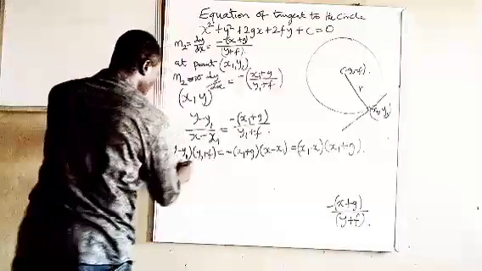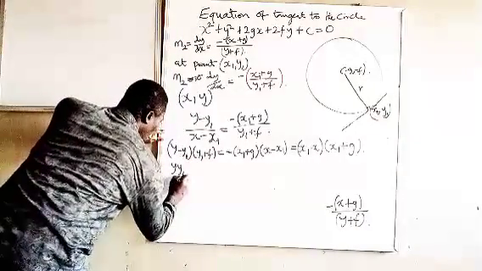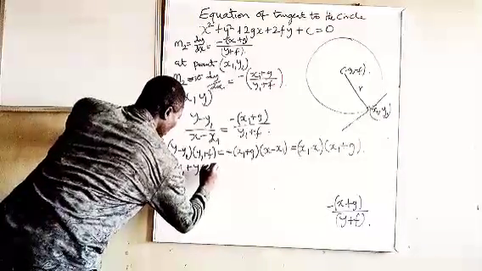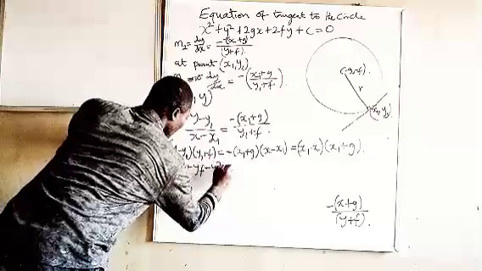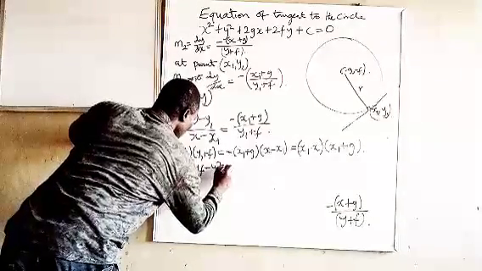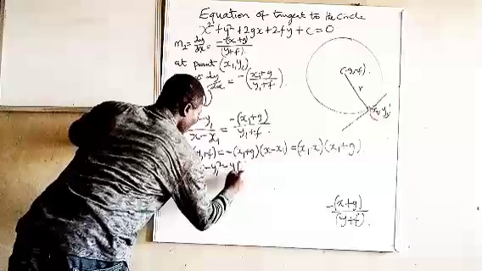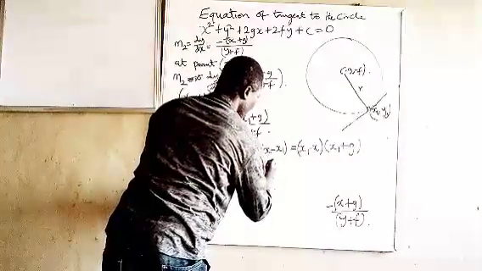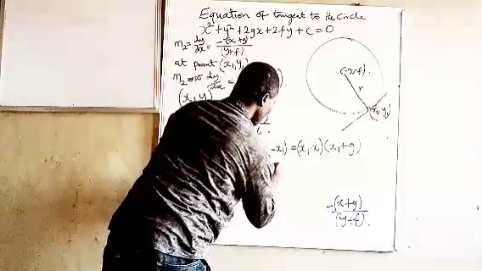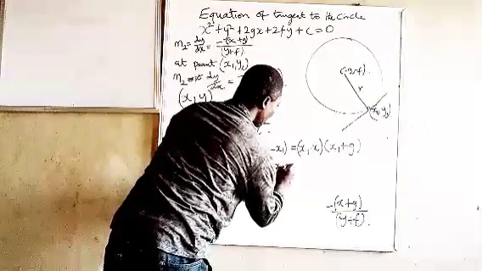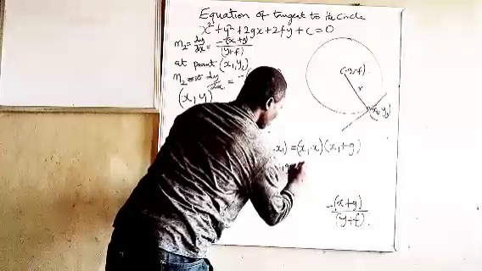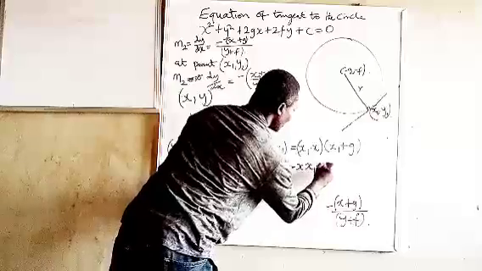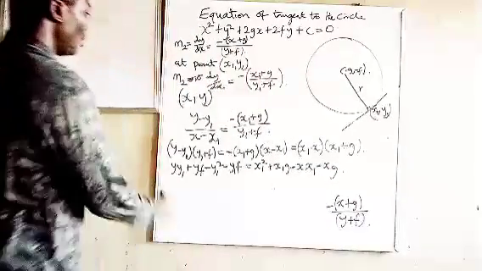Now, on expansion, we have y1 plus yf minus y1 squared minus y1f, which is also giving us x1 squared plus x1g minus x1 minus xg. Okay.